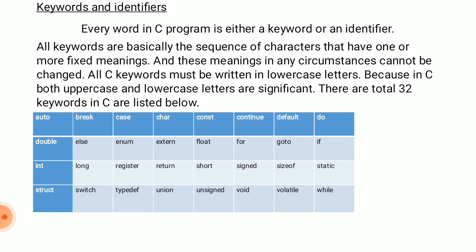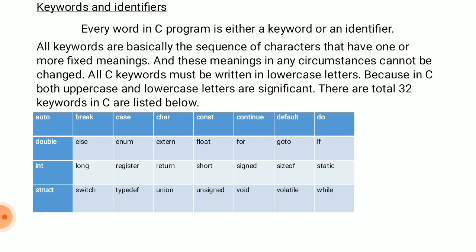As we have seen in the character set, whatever word we use is either a keyword or an identifier. Whatever keyword or word you use in the program has a fixed meaning, and the meaning of that word cannot be changed under any circumstances. The meaning of that word will not be changed. That is a keyword.